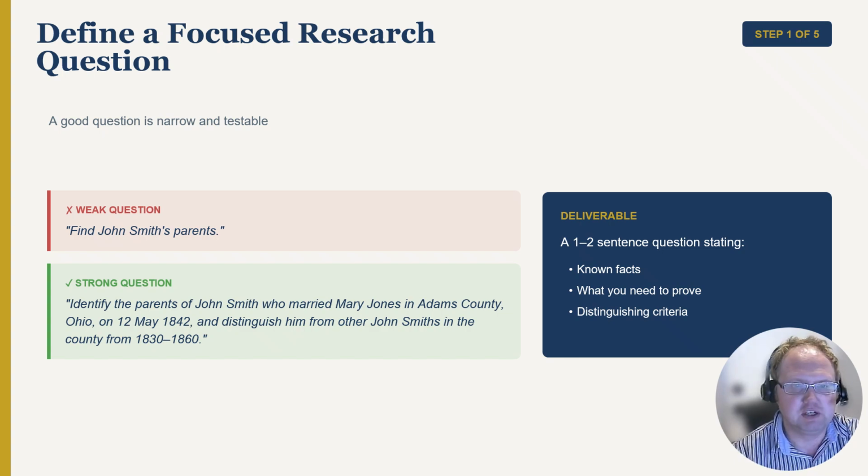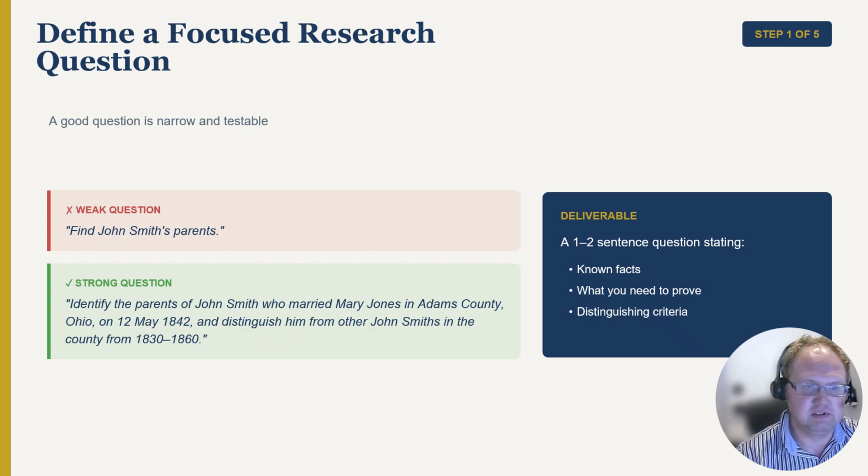Identify the parents of John Smith who married Mary Jones in Adams County, Ohio on the 12th of May, 1842, and distinguish him from other John Smiths in the county that were living there from 1830 to 1860. Notice that this question includes a specific identifying event, a marriage, a precise date and place, a spouse's name, and explicit acknowledgement that there are other John Smiths who need to be eliminated.